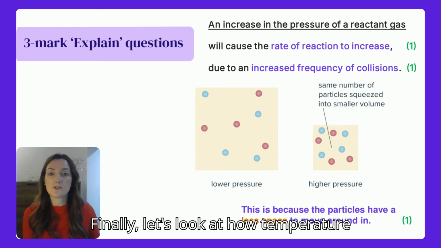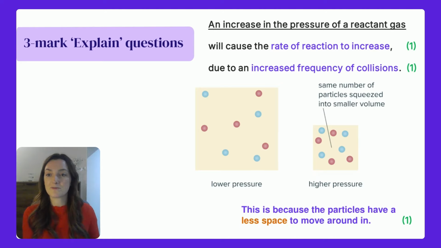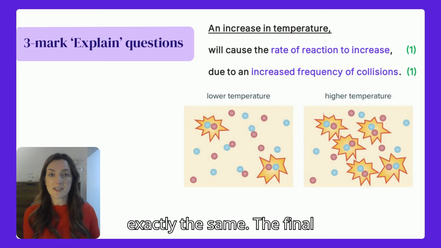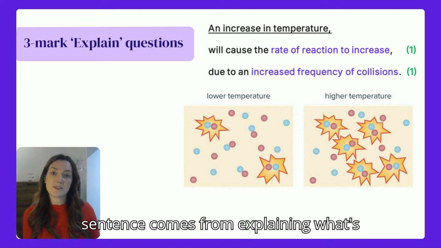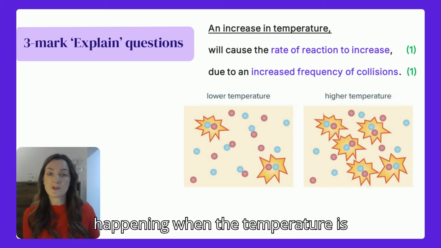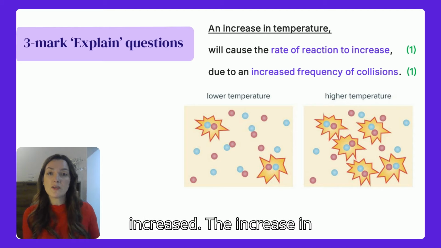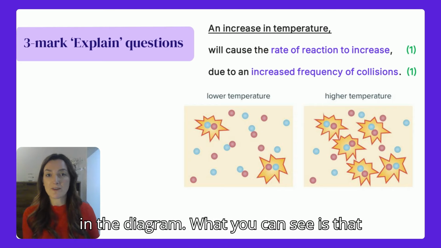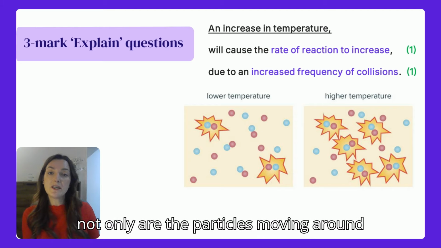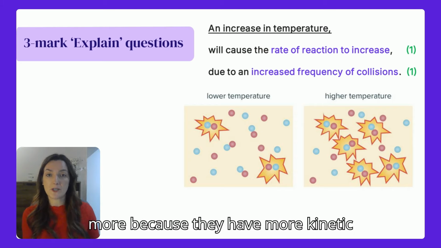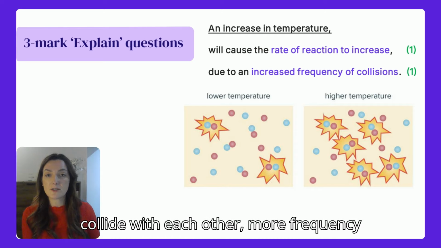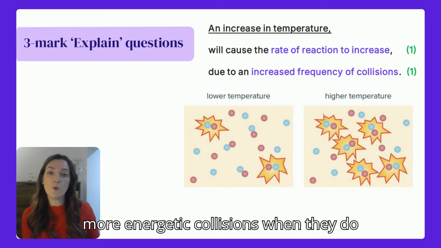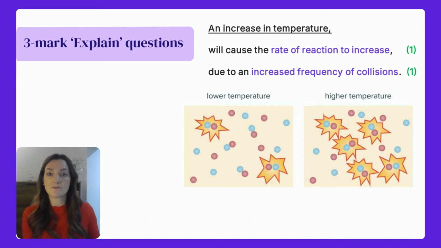Finally, let's look at how temperature affects the rate of reaction. Once again, the first 2 sentences are exactly the same. The final sentence comes from explaining what's happening when the temperature is increased. The increase in temperature provides more kinetic energy to the particles, which is hard to show in the diagram. What we can see is that not only are the particles moving around more because they have more kinetic energy, therefore they're more likely to collide with each other and more frequency of collisions, but also that they have more energetic collisions when they do collide.